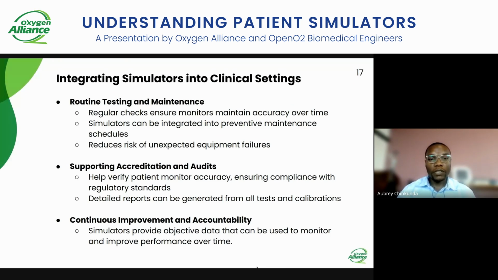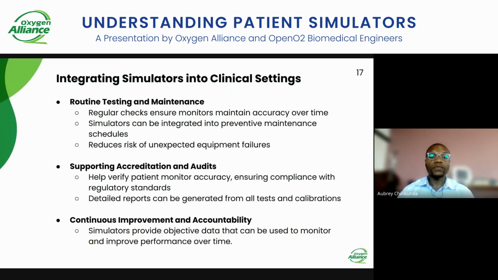They can be integrated into preventive maintenance schedules to reduce the risk of unexpected equipment failures, because you can pick up any issues or any faults earlier before the device malfunctions. And when conducting the routine testing and maintenance, you need to make sure that you are documenting everything.